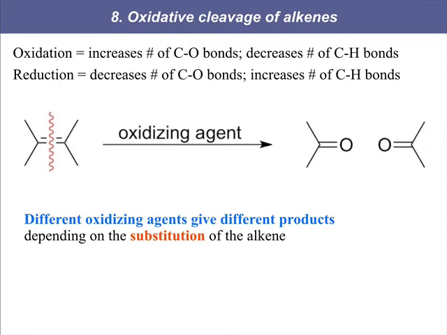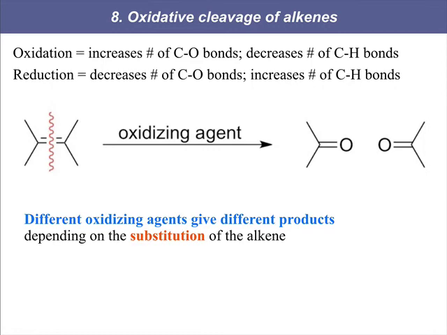So in organic chemistry, anything that increases the number of carbon-oxygen bonds and/or decreases the number of carbon-hydrogen bonds, we're going to call oxidation. We are increasing the number of oxygen bonds present. Reduction is the opposite. Reduction will be anything that decreases the number of CO bonds and/or increases the number of CH bonds.